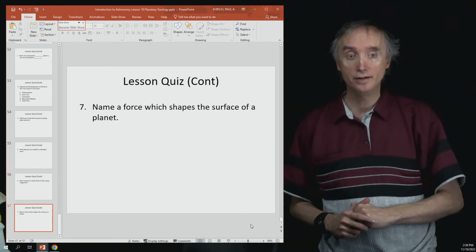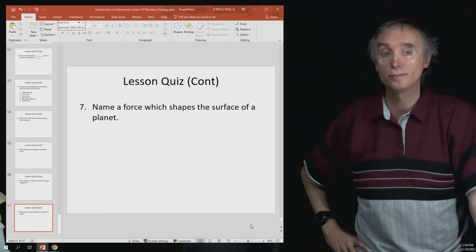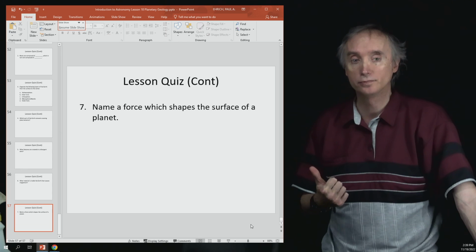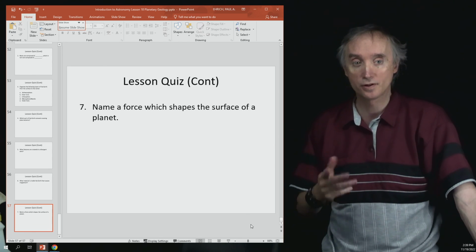Okay, so that is this lesson, and in our next lesson, we're going to start talking about the terrestrial planets. So we're going to talk about the Moon, Mercury, Venus, and Mars.